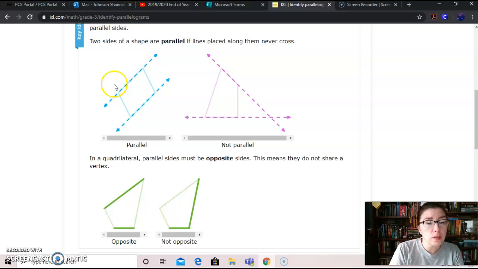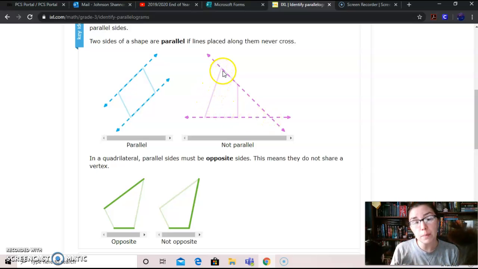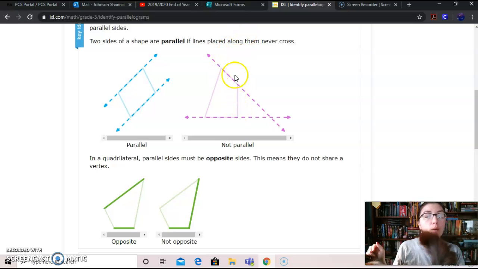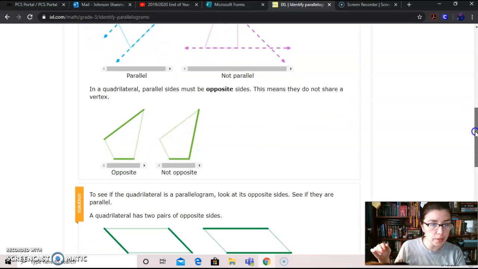So this one's telling us, this is the example problem, two sides of a shape are parallel if the lines placed along them never cross. So these blue ones right here, they're never ever going to cross. This one right here, these purple ones, if this line on this shape continues going this way, and this line continues going this way, eventually they will meet. Sorry about my cat here. Okay, and same with these. They don't show it on this particular one, but if this line kept going and going and going, and this line kept going and going and going, they would meet. Okay, so not parallel. We would call those intersecting.